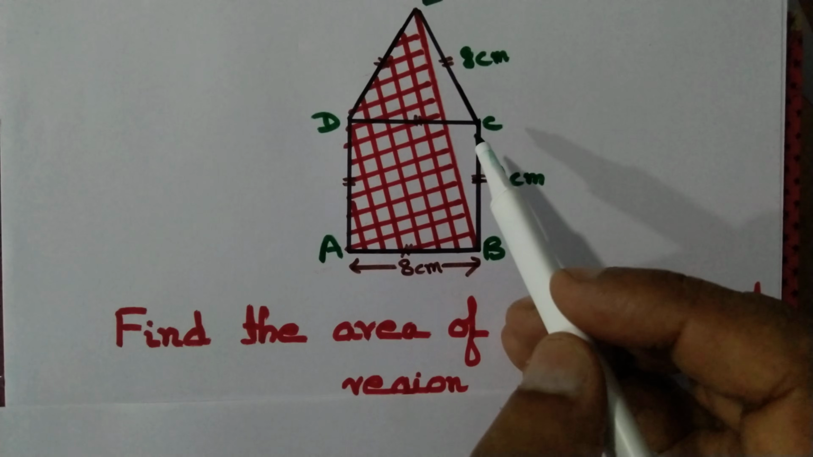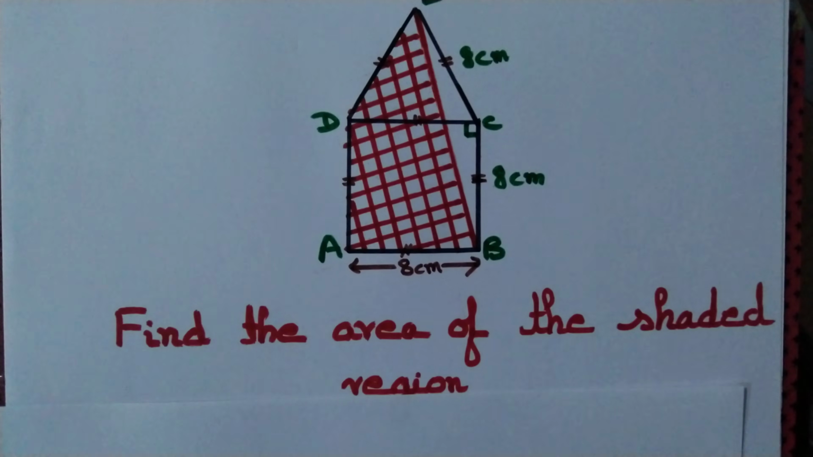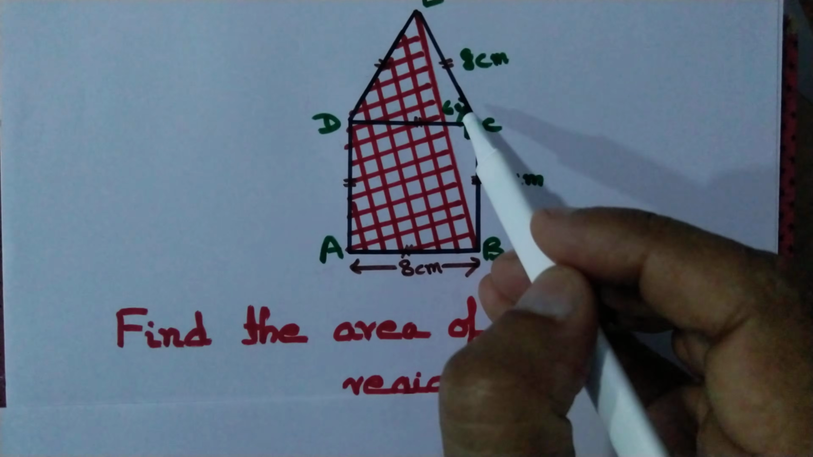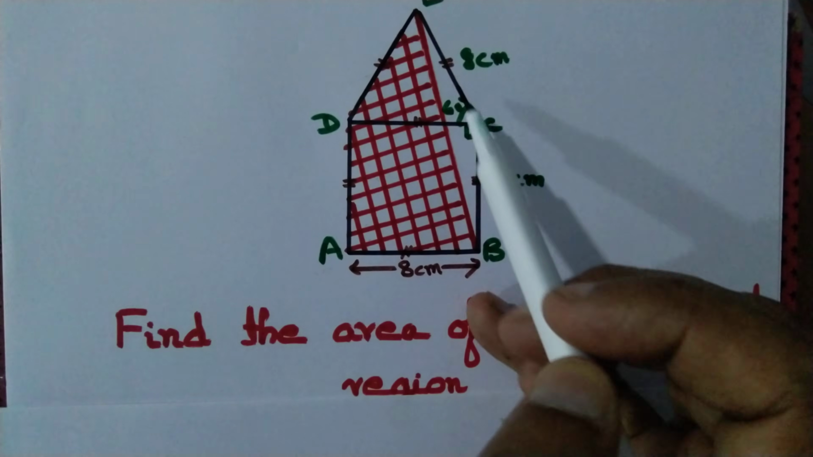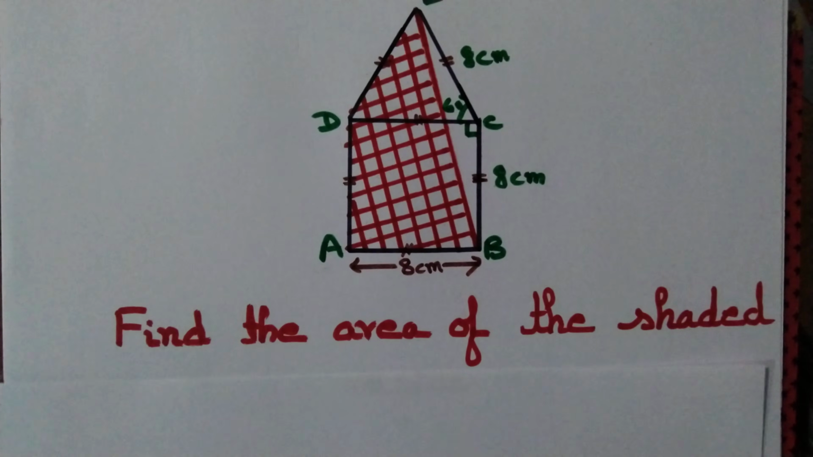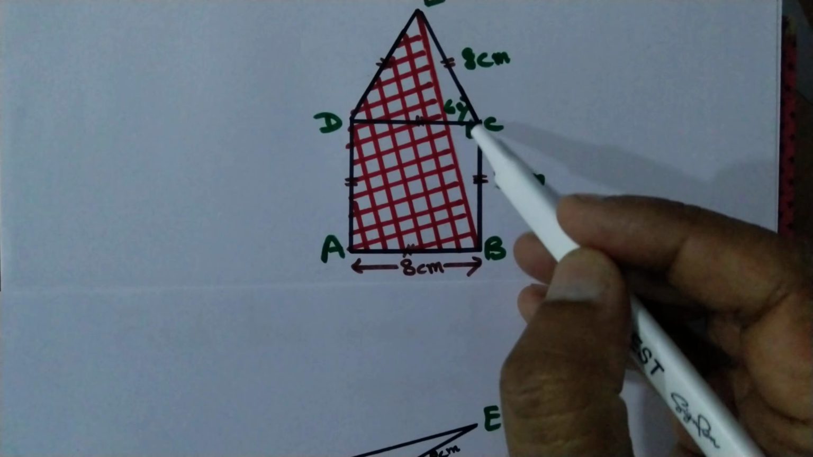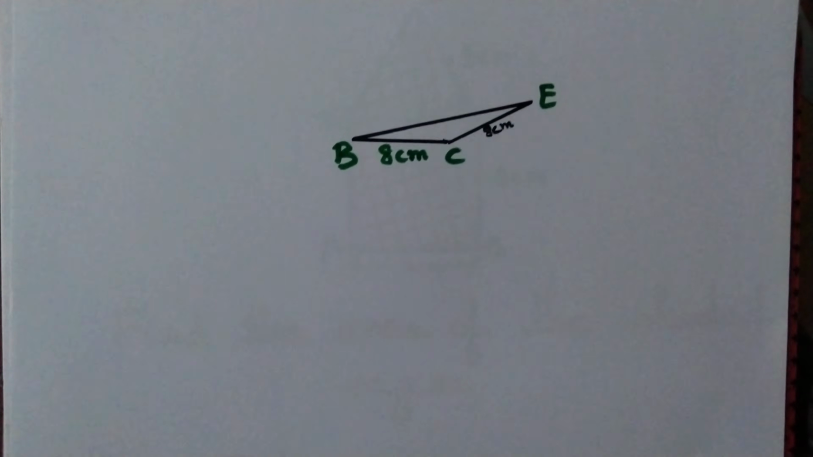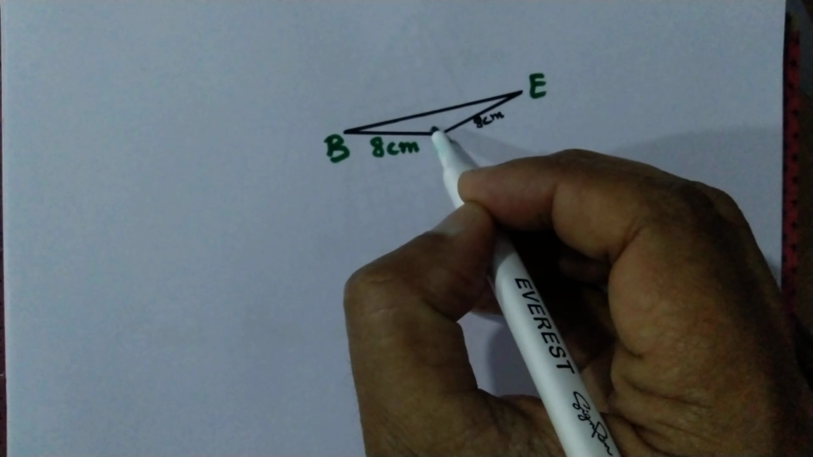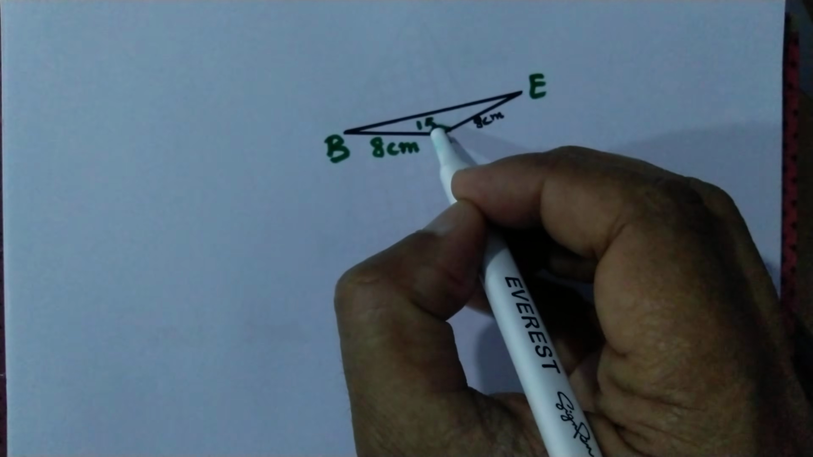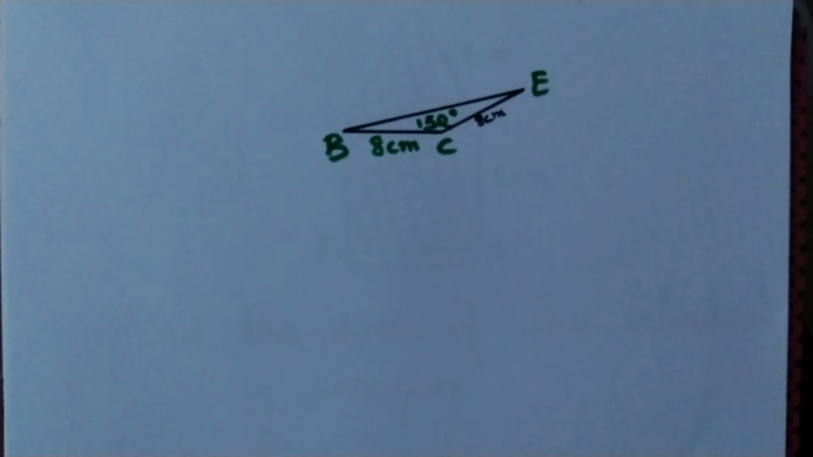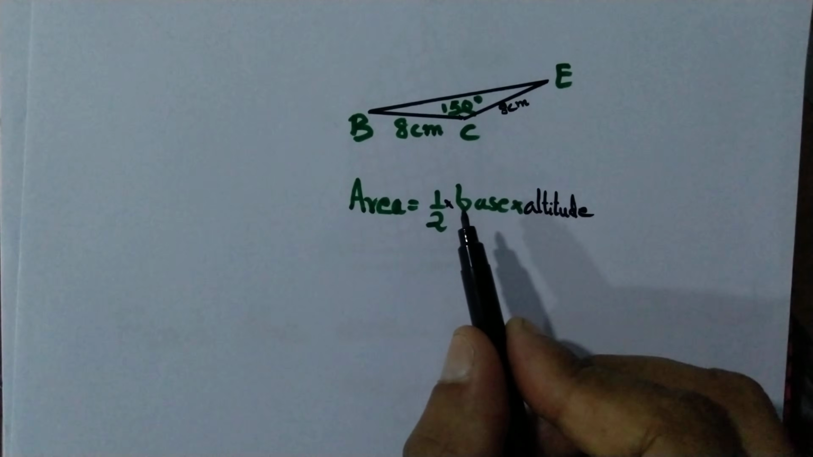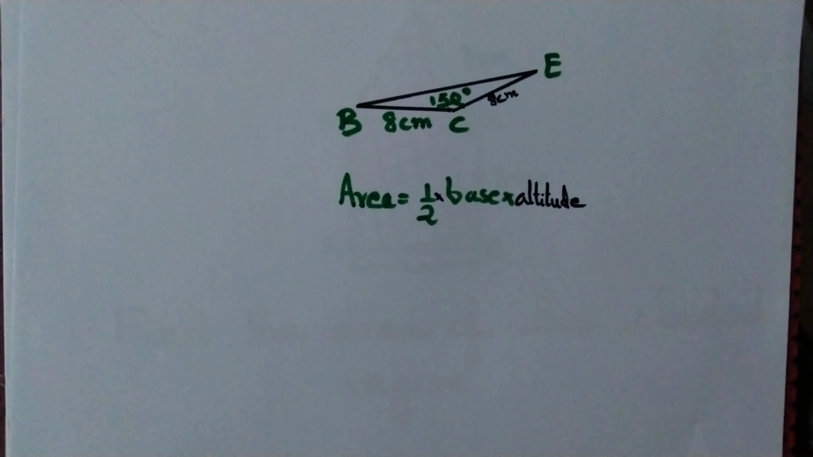Further, if we look at the figure, this angle is a right angle. Angle C is equal to 60 degrees because triangle DCE is an equilateral triangle. And so this total angle must be equal to 60 degrees plus 90 degrees, that is 150 degrees. Further, we know that the area of a triangle is equal to the product of half and base and altitude.